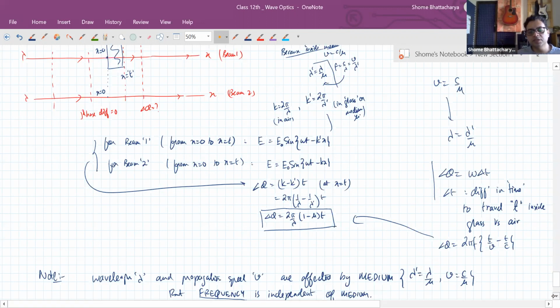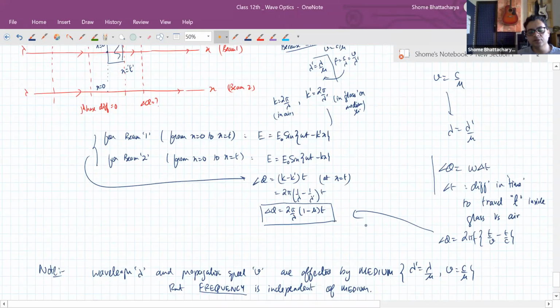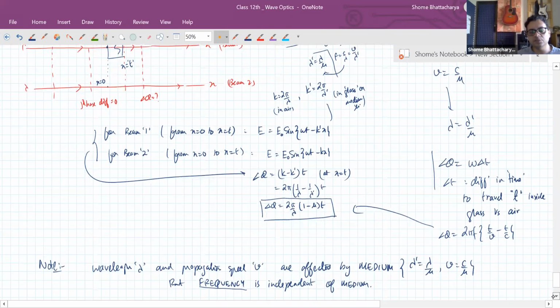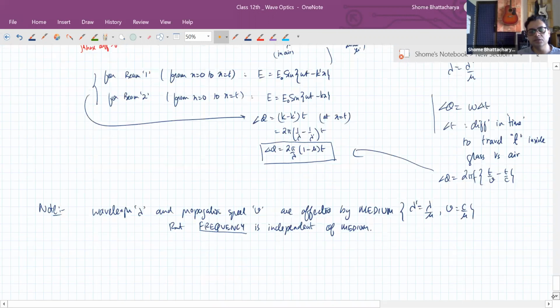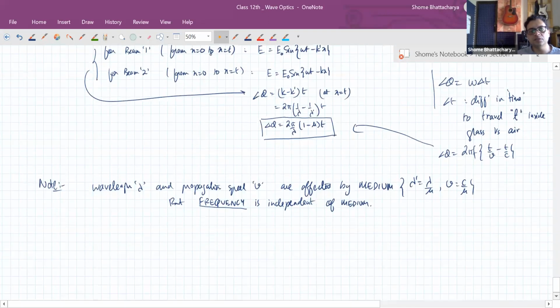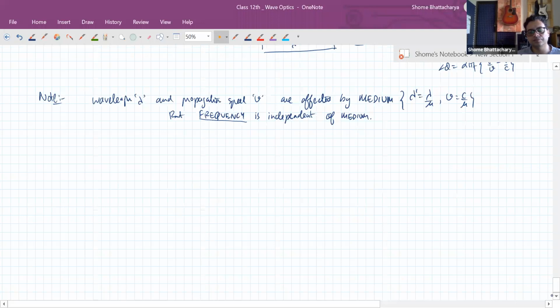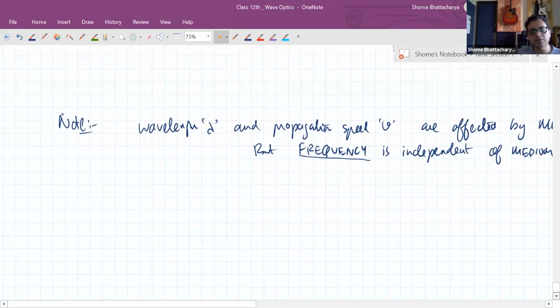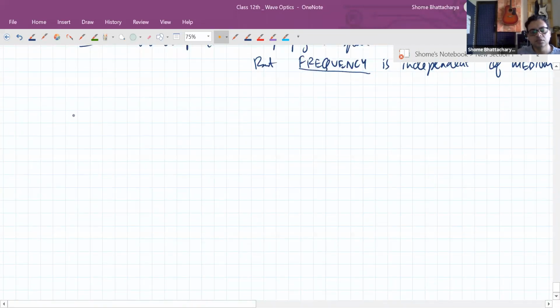So now, just to make the calculations for these kind of things, calculating phase difference because of difference in medium and all this easier, we introduce a parameter called optical path length. So this is like a trick method or an equivalence method that makes it easy to do these calculations. So optical path length, let's understand this.